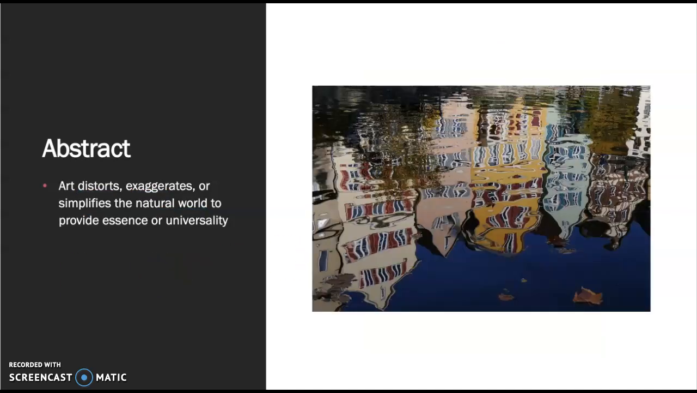Another abstract quality. We understand here art that distorts, exaggerates, simplifies our world. We have buildings, 1, 2, 3, 4, 5, in different colors. We can see the windows. Now we know this is a reflection from water. And we're familiar that water has that sort of reflection that distorts, simplifies, or exaggerates our natural world. So in this case, this would be called abstract art.